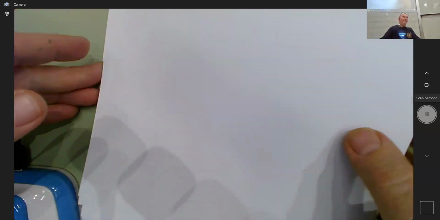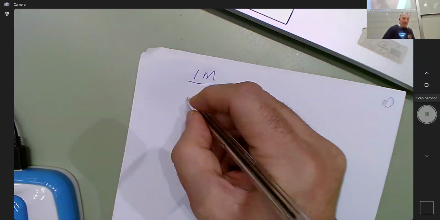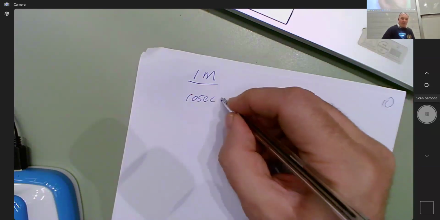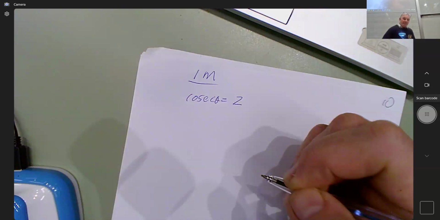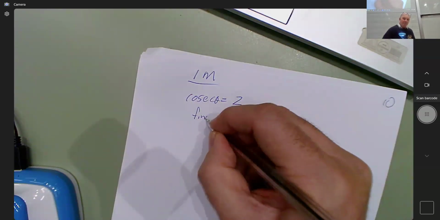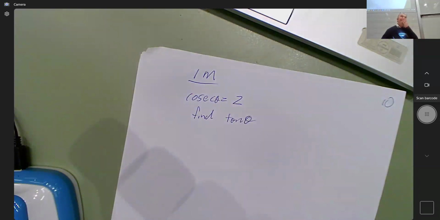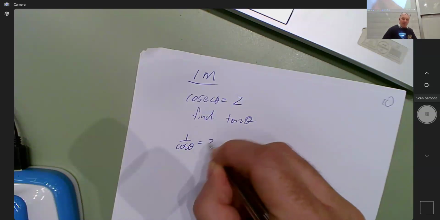Now, the last thing on the painful things they can get you to do with trig functions. We're up to page 10, 1M. So, I don't know, cosec of theta is equal to 2. Fine. Tan theta. All right, so this one, on cos of theta is equal to 2.